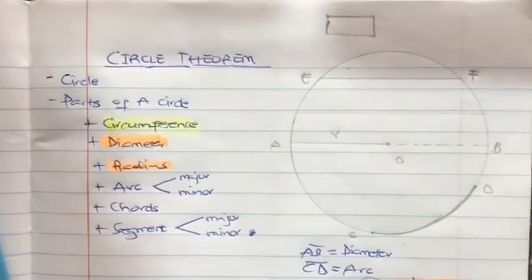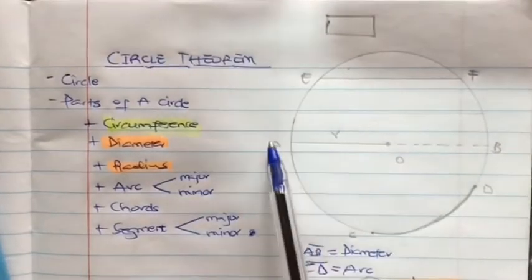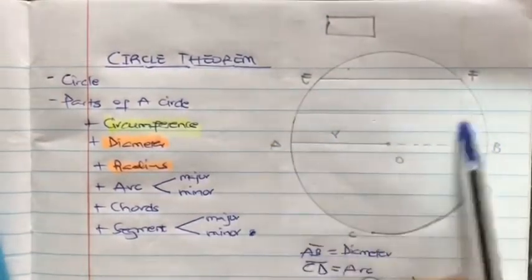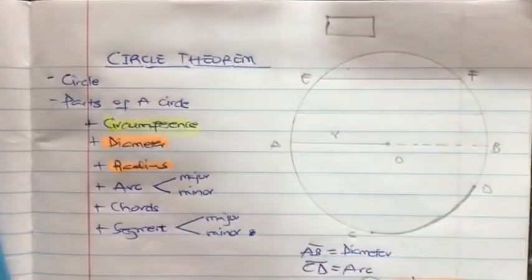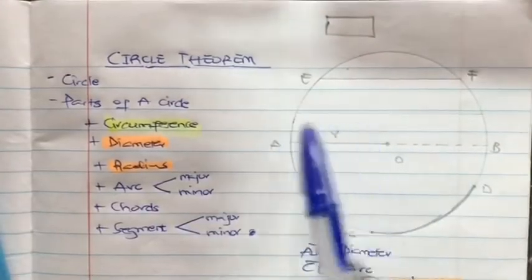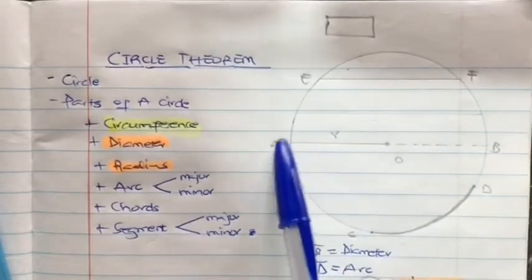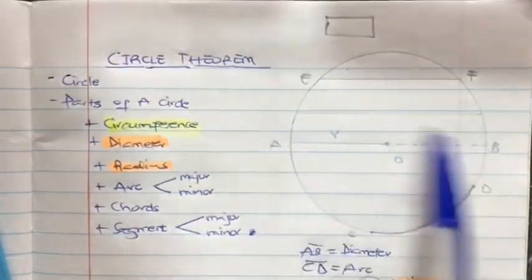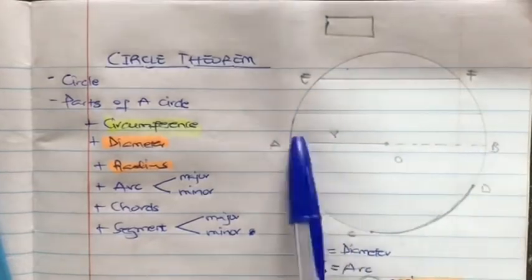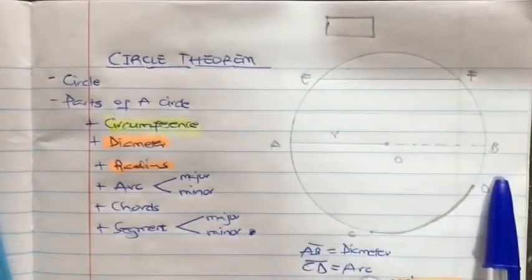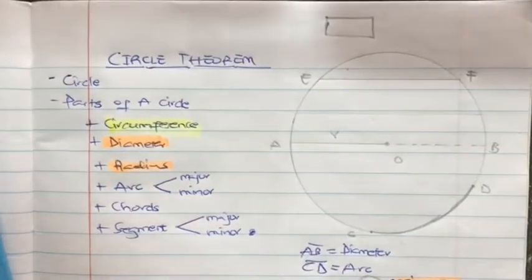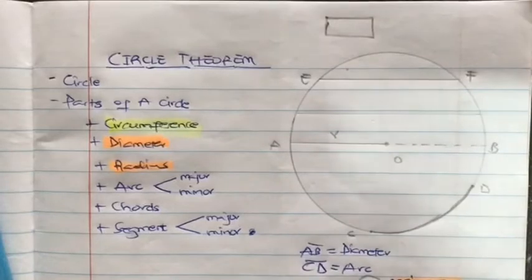So there's a special relationship between a chord and a diameter. A diameter is also a chord. But the special thing about the diameter is that the diameter is the longest chord. So if you continue drawing lines, you see that the line that touches two points on the circumference and passes through the center at the same time is the longest chord. So the diameter is the longest chord.